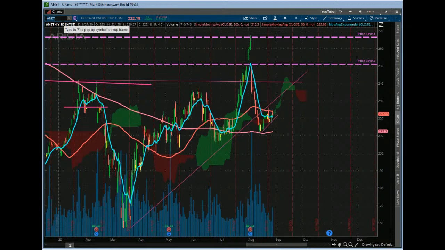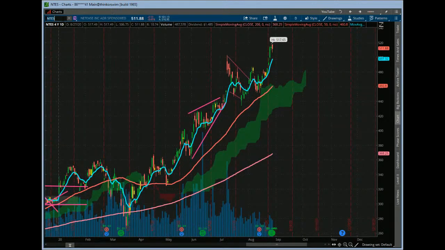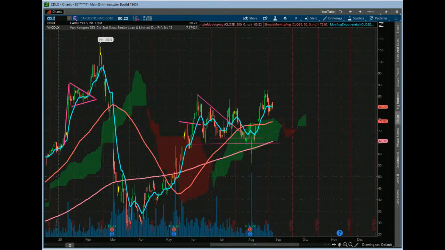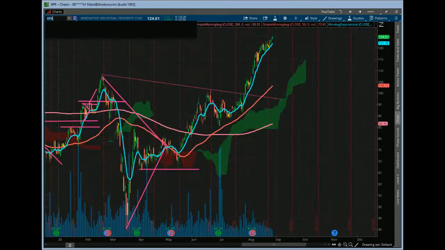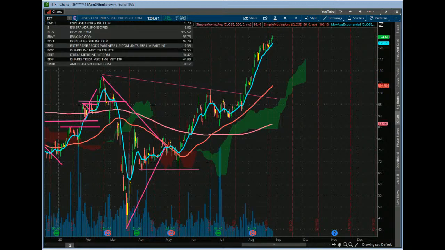Next, NetEase, let's take a look at that one. So NetEase, engulfing candle there today. CDLX, also an engulfing candle on that one too. IIPR, it's kind of just grinding its way up right there. Hit a fresh high there, and just a narrow range candle. But nice job, I know you've been tracking that one.